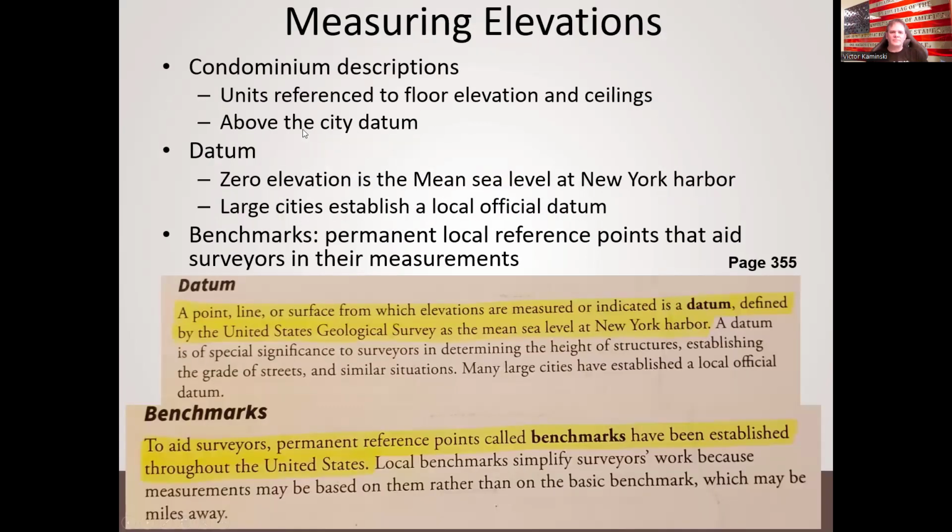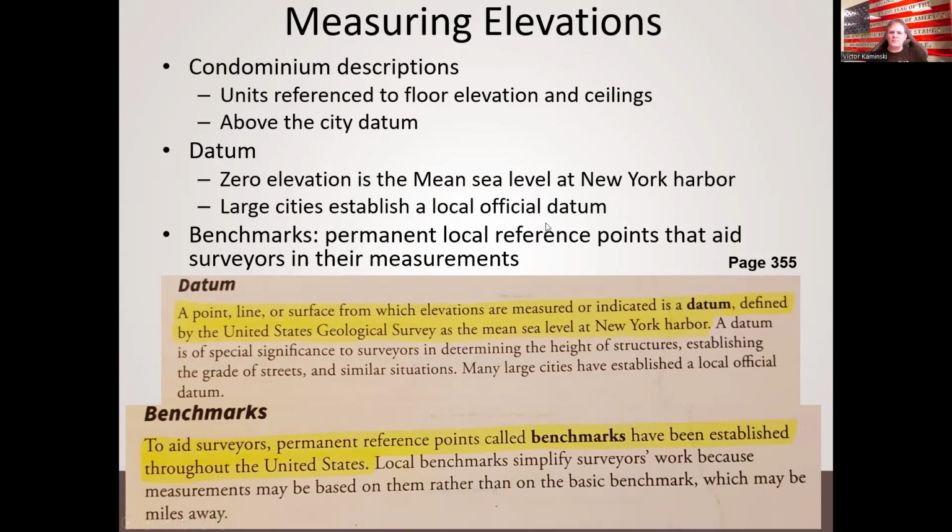So condominium descriptions, units reference the floor, elevation, and ceilings above the city datum. What is a datum? It's a point, line, or surface from which elevations are measured. And zero elevation is where? The mean sea level at New York Harbor.